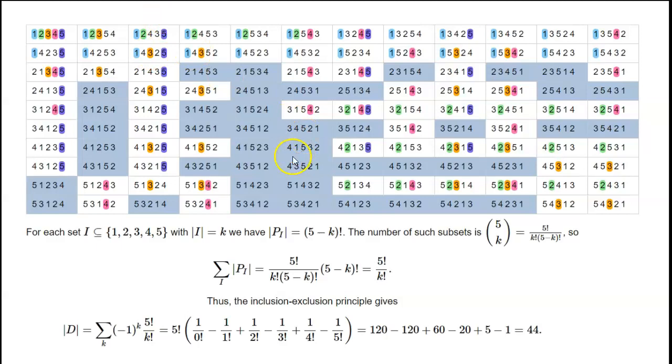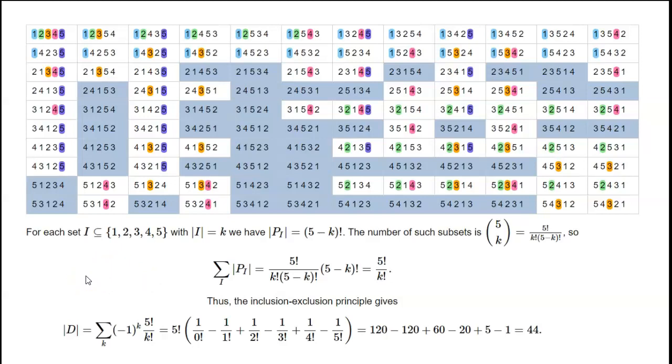And so we want to count the total number of derangements. And again, we can do this using the inclusion-exclusion principle. So that says that the size of D, where D is the complement in the set P of all permutations of the union of the sets P_i, where P_i is the collection of permutations that send i to itself. So if we have some set I, a subset of 1, 2, 3, 4, 5 of size k, then P_I is the set of permutations that send everything in I to itself.